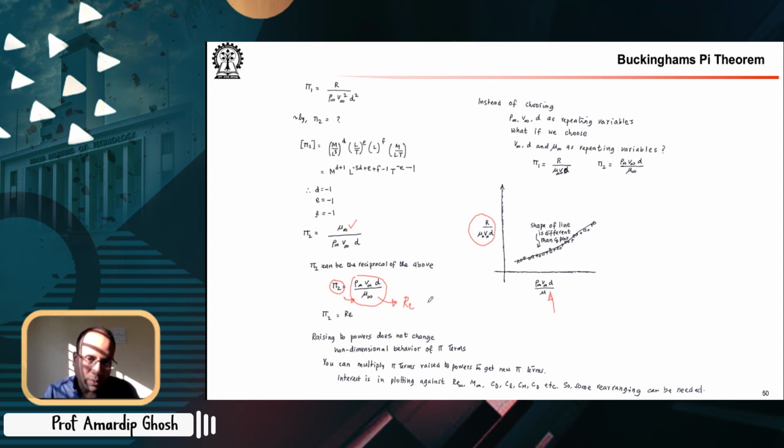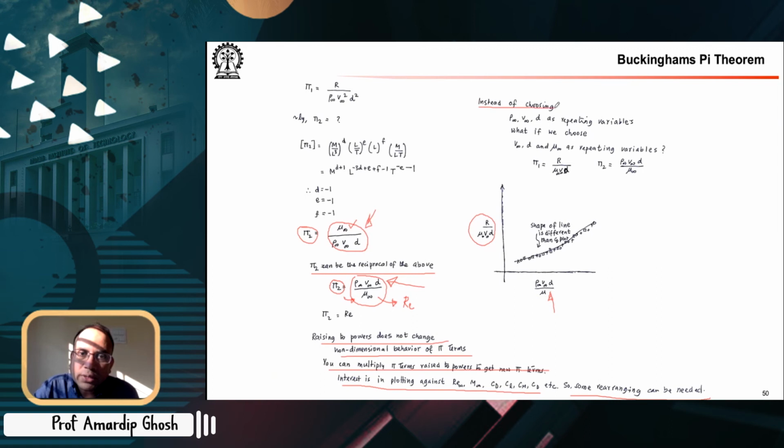So sometimes you might have to combine, or take powers or reciprocals, etc. Here you see one example where our choice of repeating variables gave us one pi group that was the reciprocal of the popularly known non-dimensional group called Reynolds number. So what we said is instead of plotting versus pi2 like this, we can just plot against this. Okay, so that is Reynolds number. Raising to powers does not change the non-dimensional behavior of pi terms. You can multiply pi terms raised to powers to get new pi terms. Our interest is in plotting against Reynolds number, Mach number, CD, CL, CN, etc. So some rearranging can be needed.